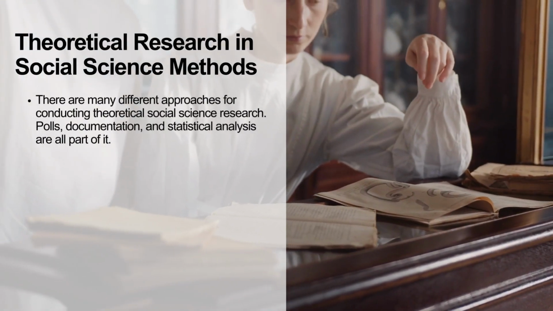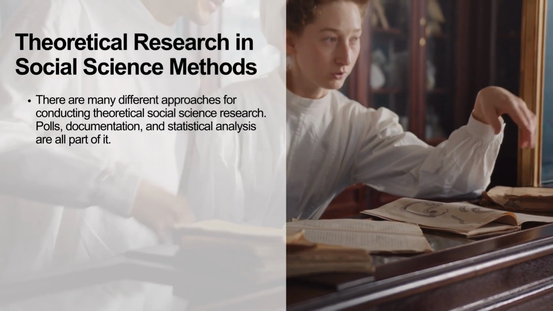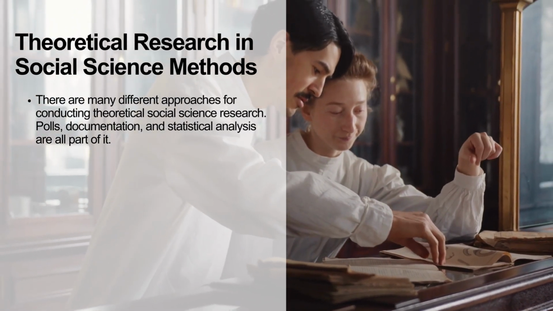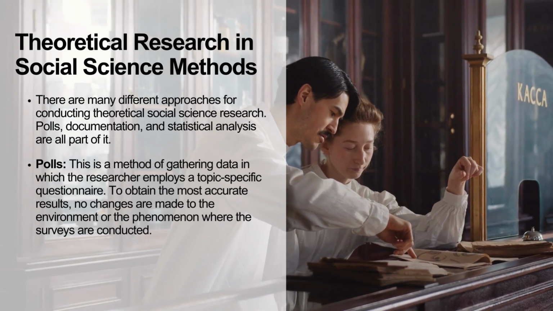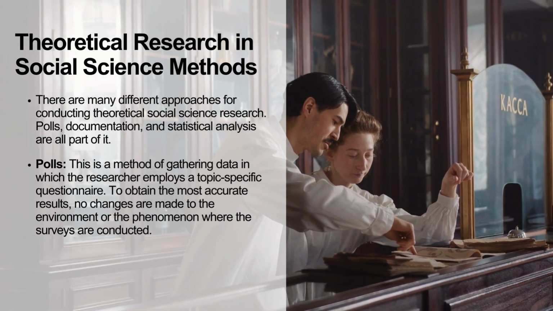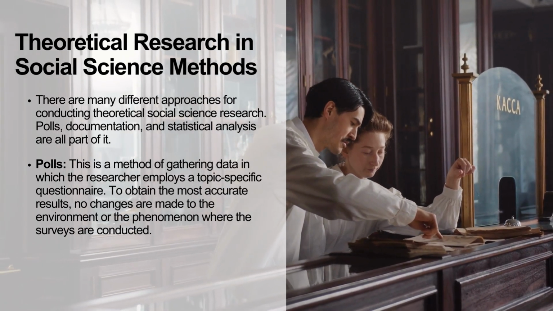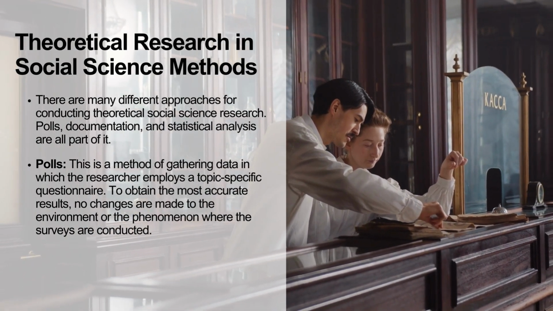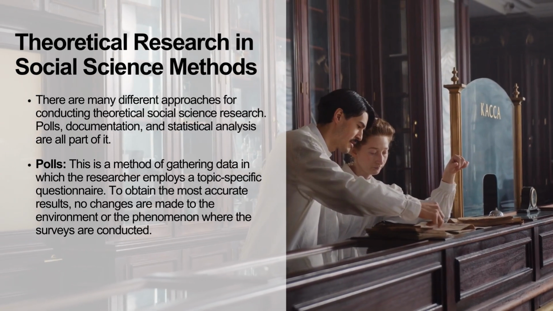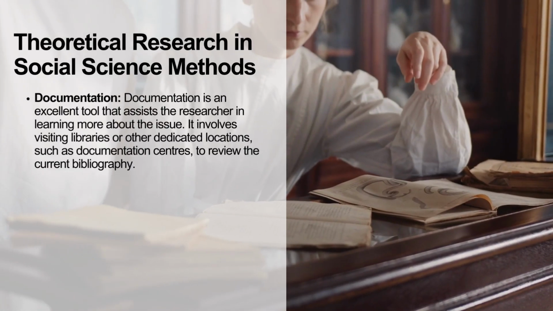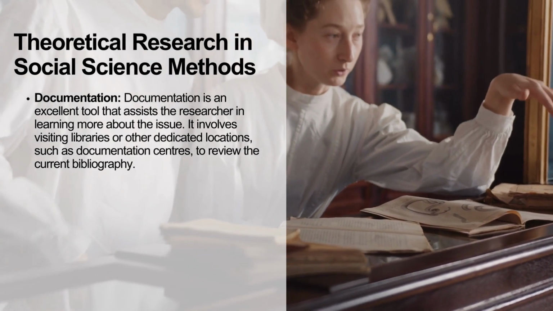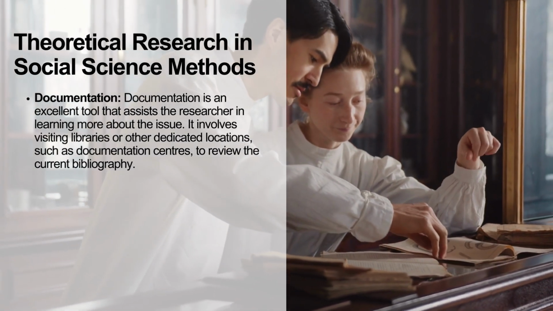There are many different approaches for conducting theoretical social science research. Polls, documentation, and statistical analysis are all part of it. Polls. This is a method of gathering data in which the researcher employs a topic-specific questionnaire. To obtain the most accurate results, no changes are made to the environment or the phenomenon where the surveys are conducted. Documentation. Documentation is an excellent tool that assists the researcher in learning more about the issue.